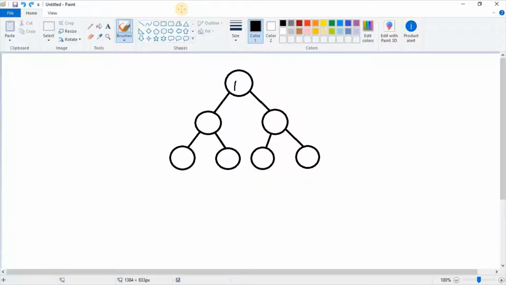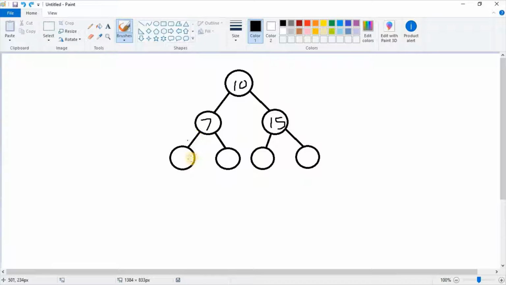10. Okay, and then the specialty of BST is that on the left side the number should be smaller than this parent element, and on the right side the number should be greater than this parent element, this 10. So on the left side let's consider another number like 7, which is lesser than 10, and on the right side let's consider another number like 15, which is greater than 10.